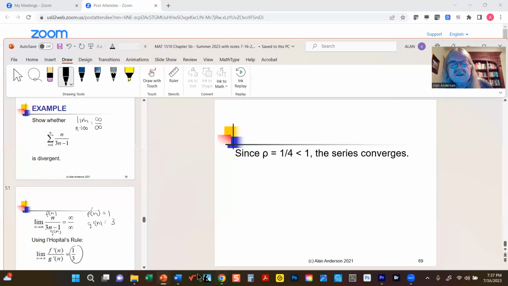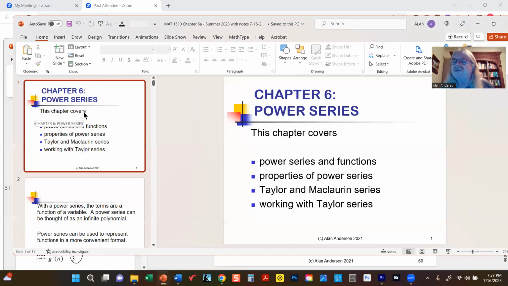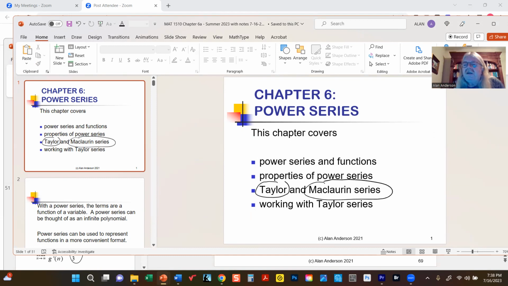So we're going to introduce chapter 6 now. And in 6, we're going to introduce something called power series, which are a special case of the infinite series that we've been covering in the second half of chapter 5. In particular, we're going to introduce two incredibly useful series called the Taylor series and the Maclaurin series. Why are they so useful? Well, among other things, we can use them to create approximations to very complex functions. And so there are a lot of applications where these can be very helpful.